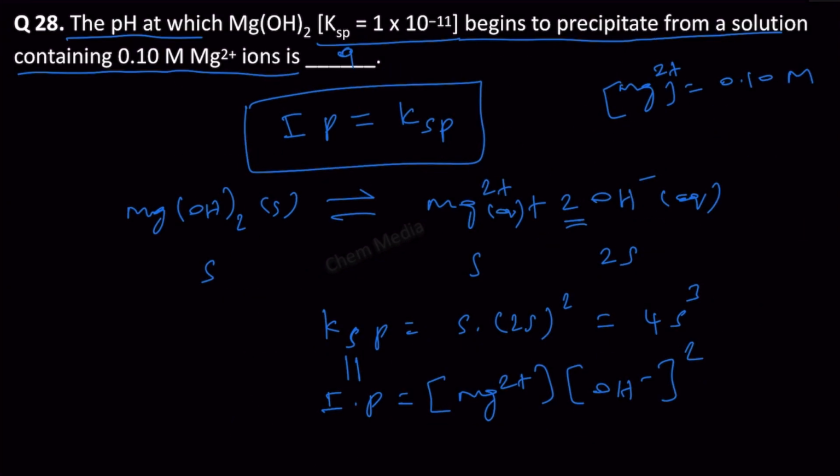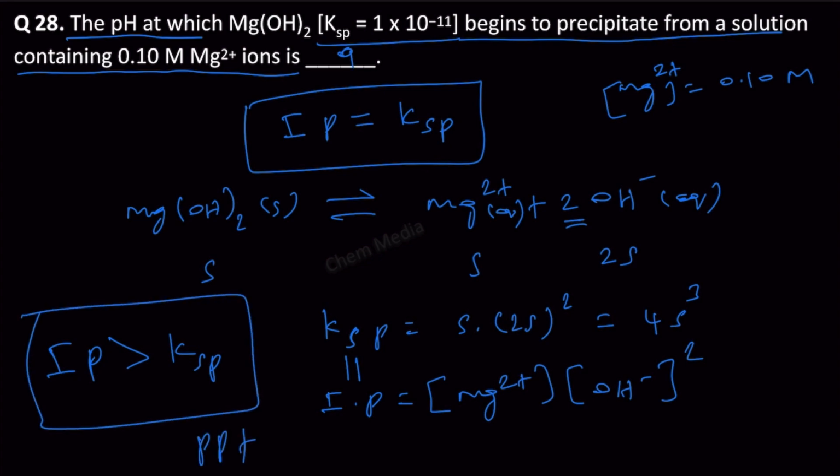Keep it in mind that only when the ionic product is greater than the solubility product will precipitate form. If it is equal, it means that the solution is saturated. When the ionic product is greater than the solubility product, the solution is supersaturated and we would see precipitate. Otherwise, we won't see precipitate.